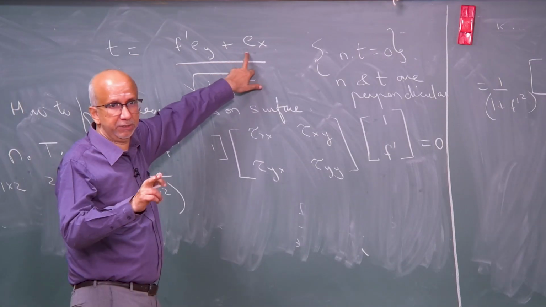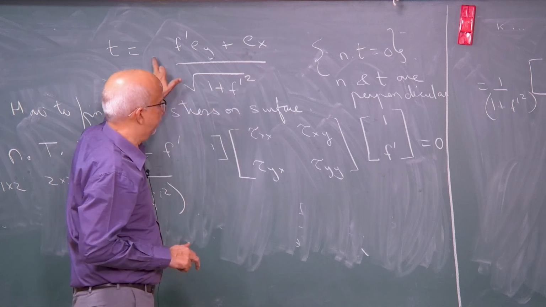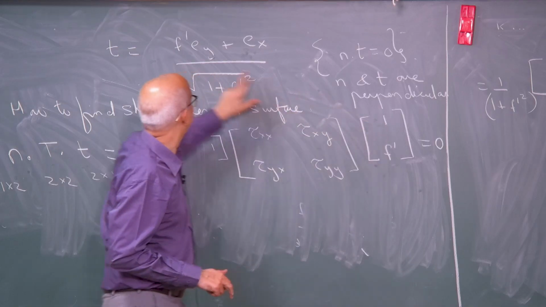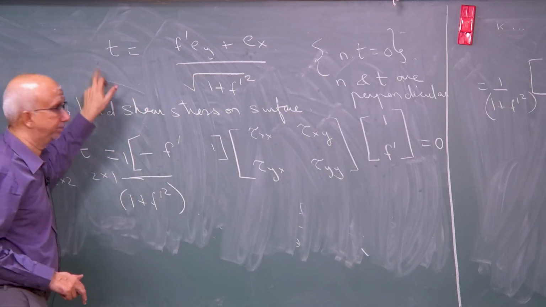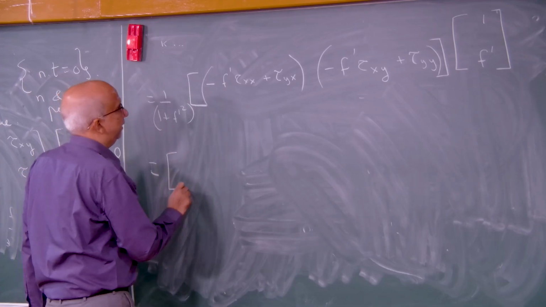X is my direction 1, y is direction 2. So, x is the first element, the coefficient of this is 1, the coefficient of this is f dash, and this is the tangential direction, this is the tangent. Again, do this matrix multiplication. Like I said, the denominator does not matter.